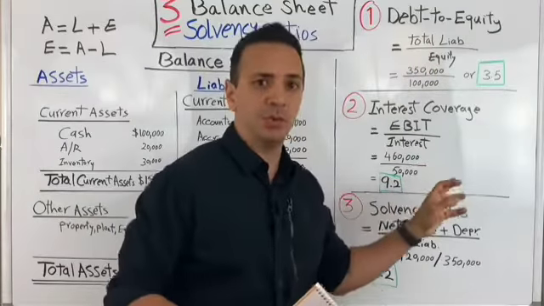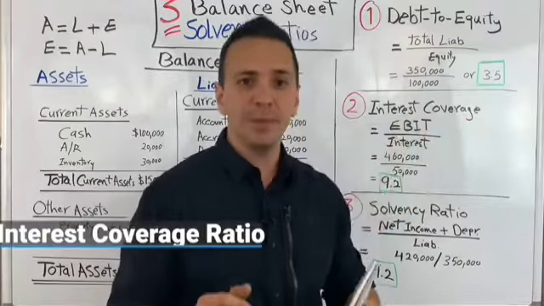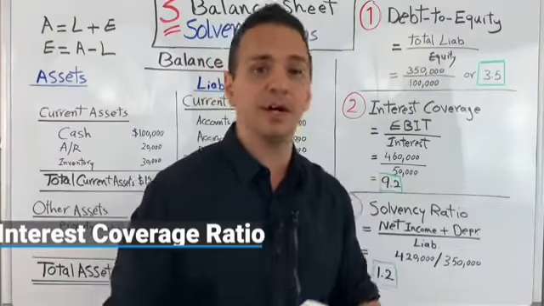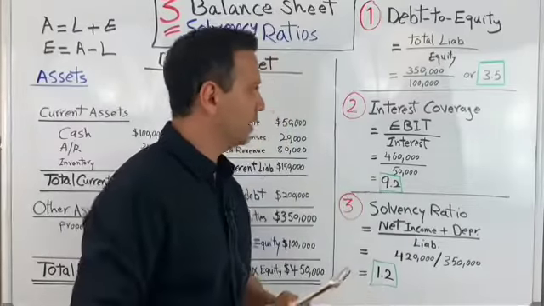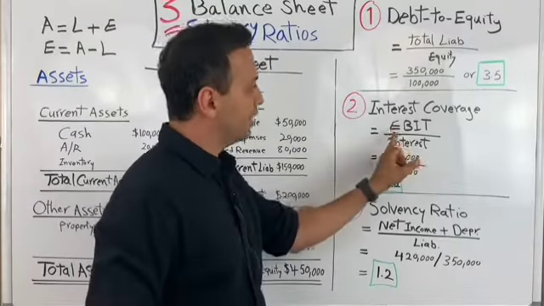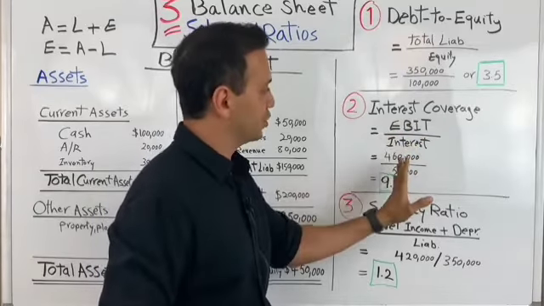The next solvency ratio we're looking at is the interest coverage ratio, which measures how many times the company can cover its interest expense from its earnings. So the formula here is EBIT, or earnings before interest and tax, that's the acronym EBIT, divided by interest.